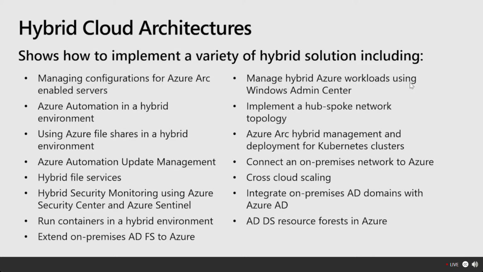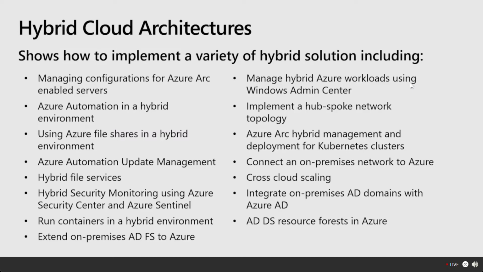how you can manage hybrid cloud workloads using Windows Admin Center, that is, manage your workloads on-prem and in the cloud, how you can implement a hub-spoke network topology with the cloud, given your existing network infrastructure, how you can use Azure Arc hybrid management and deployment for your Kubernetes clusters, how you can connect an on-prem network to Azure, that one's obviously a fairly basic and straightforward one, how you can scale your on-prem workloads into the cloud, how you can integrate your on-premises AD domains with Azure Active Directory, and how you can configure Active Directory Domain Services resource forests, that is, where they host resources, not accounts, in Azure.